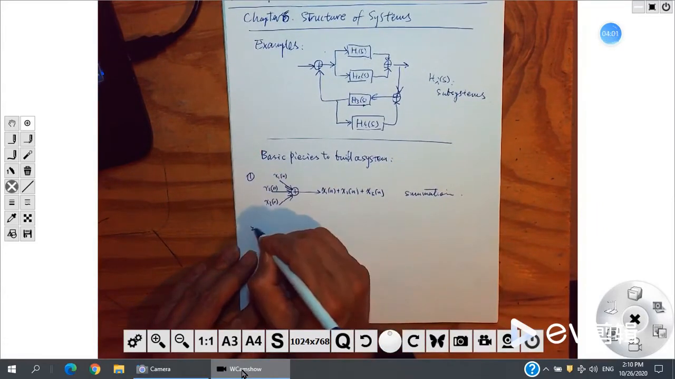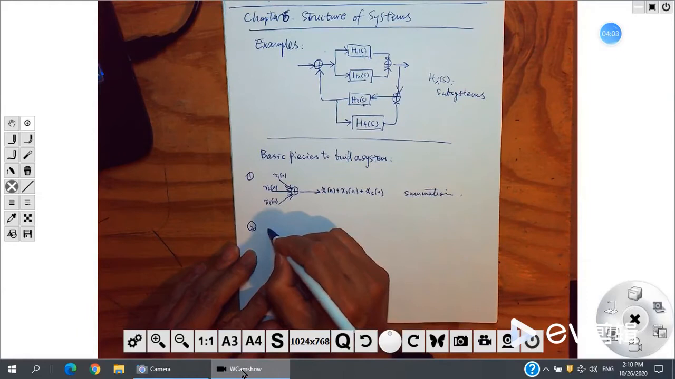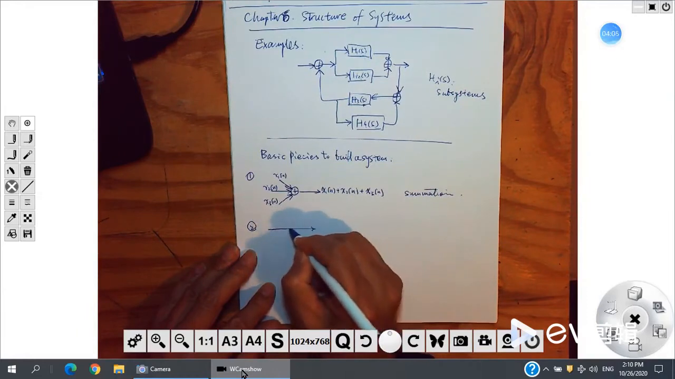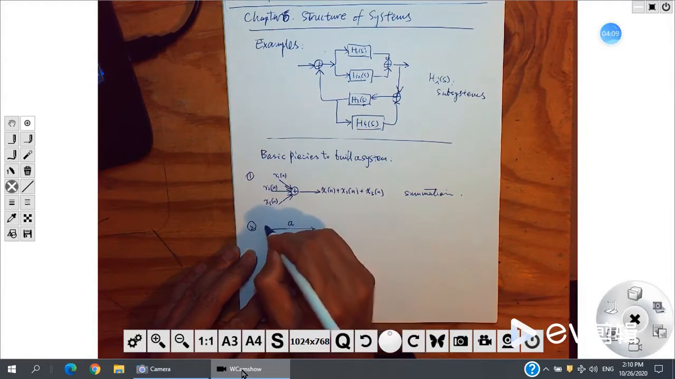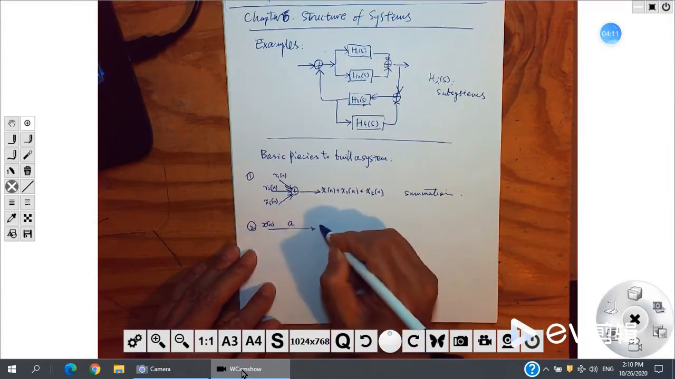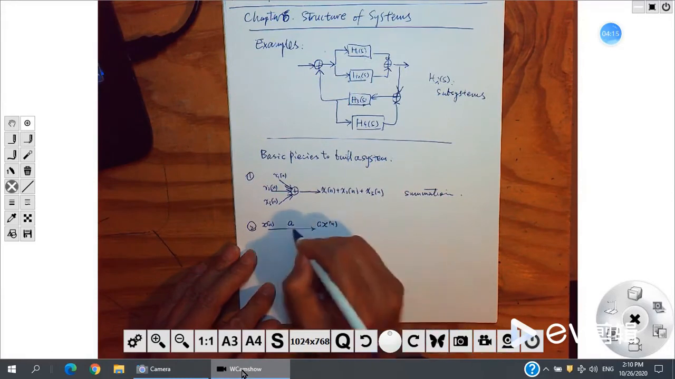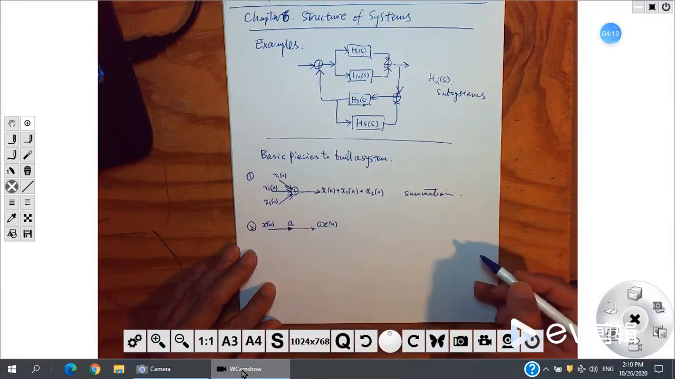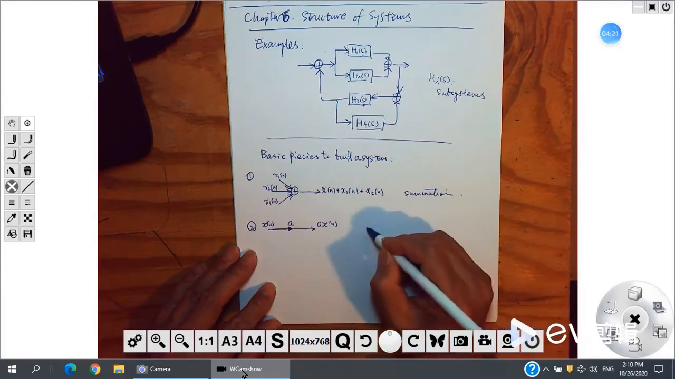And the second one is just times a constant. So usually you just put a constant here, like a. Then this side is x of n, this side will be a times x of n. And if you want, you can put a triangle or an arrow here. This is a constant gain.